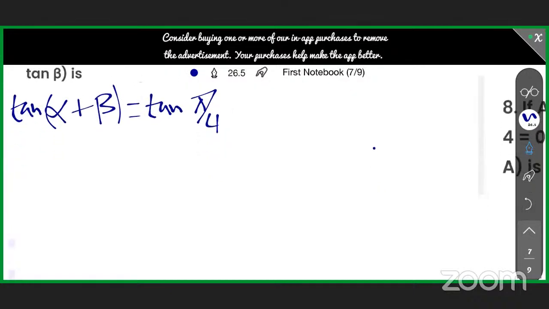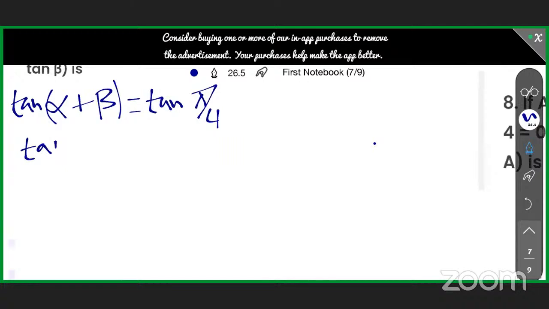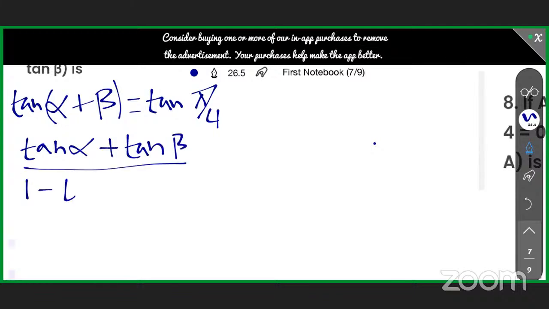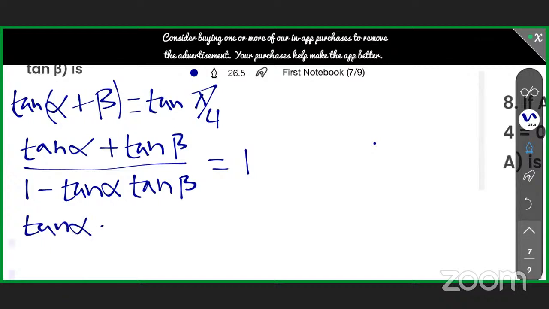If I simplify, it will be tan alpha plus tan beta whole divided by 1 minus tan alpha into tan beta is equal to, what is this value? 1. I'll cross multiply. What happens? By cross multiplying, it becomes tan alpha plus tan beta is equal to 1 minus tan alpha into tan beta.